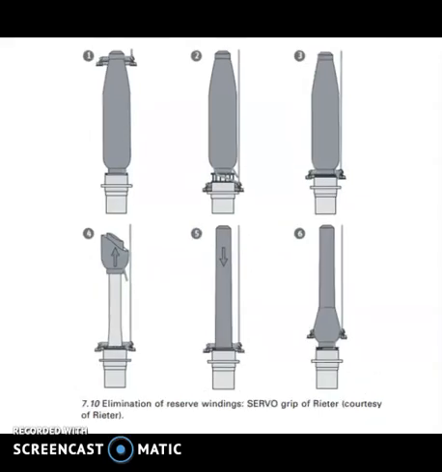Now another modification in ring frame is servo grip, which eliminates the reserve winding of yarn during doffing. The reserve or underwinding of yarn is carried out before doffing. The length of yarn wound in this operation is more than that required for joining the yarn when the spinning machine restarts with empty bobbins.